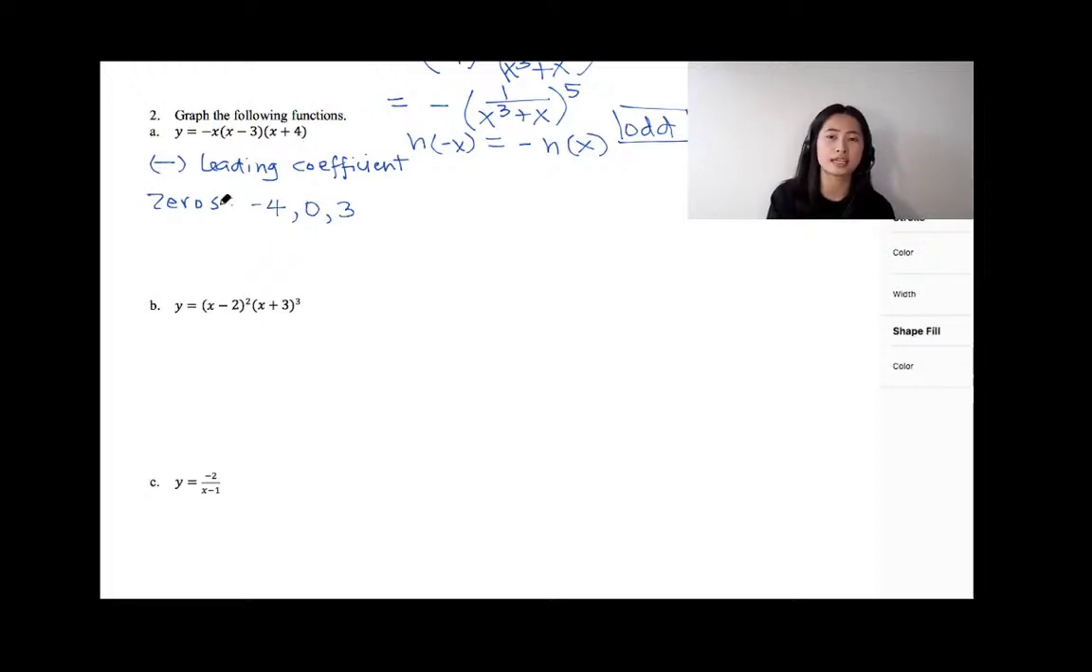However, if you're looking at the degree of your function, that means the degree is your summation of all your multiplicities, right? It's going to be 3, right? Because 1 plus 1 plus 1 is 3, right? So the degree of your function is 3.